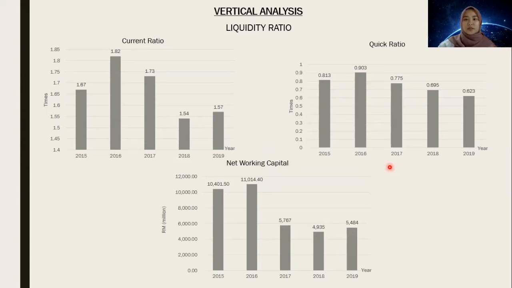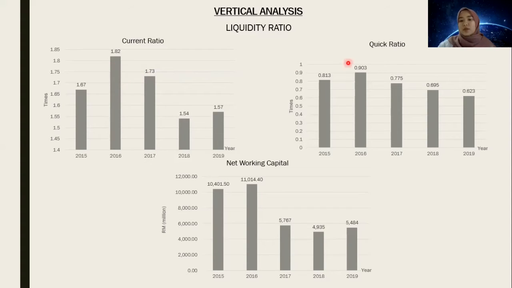So for current and quick ratio, it indicates that the higher the ratio showed the better performance of this company. And as we can see here, the highest current ratio for Sime Darby Berhad was recorded on 2016 at 1.82 times. It means that the company is able to pay RM1.82 for RM1 of its short-term liability.